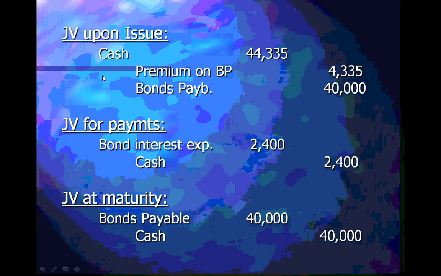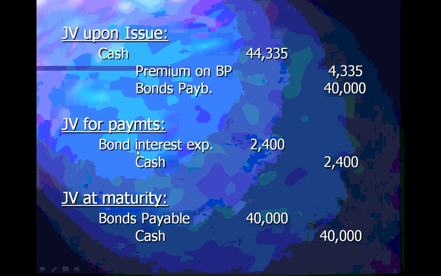And notice the discount on bond payable last time was a debit. Now it shifts to a credit, the premium on bonds payable. Owner's equity and retained earnings accounts go up with a credit. Therefore, you get this one as a credit. So this is good for owner's equity.